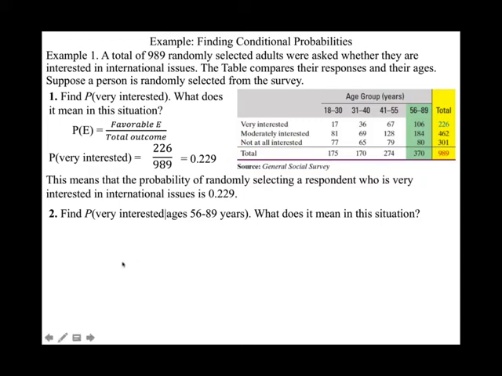Number two, find the probability that a person is very interested, given that, or under the situation that, their age is between 56 and 89 years. What does it mean in this situation? This time we're going to focus on the age group 56 to 89, which is your green column here. We want to find out how many of them are very interested given that they are in this age group.